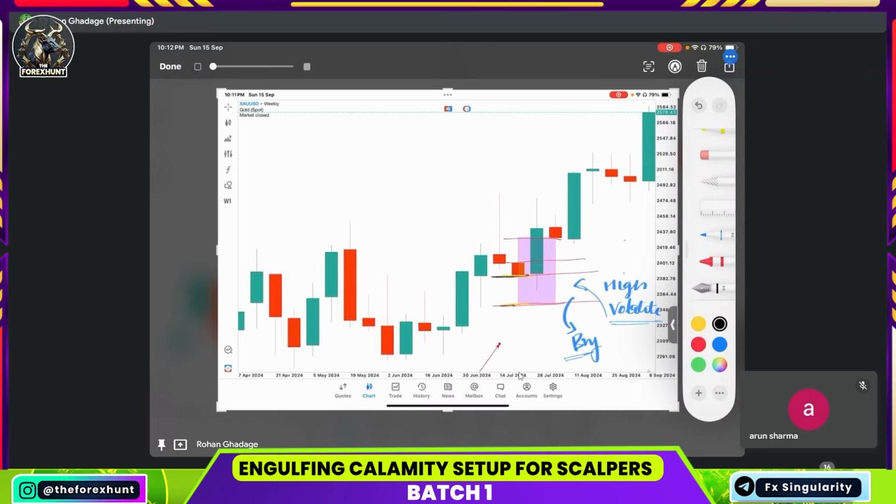From here to here, you can use it as a high demand area or high volume area. When it comes to your body, this is your medium volume area.